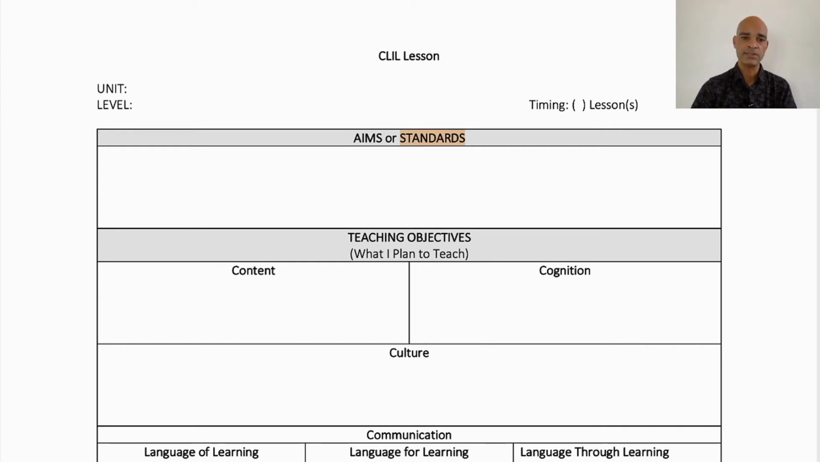And the aims and standards will inform the teaching objectives. Like from those aims and standards, you're going to derive what objectives you need for content. What content are my students learning? What am I supposed to teach in terms of content? What am I supposed to teach in terms of cognitive abilities or cognitive development related to content, and then language later on? What are the cultural implications of this content and objective, and how can I teach it?